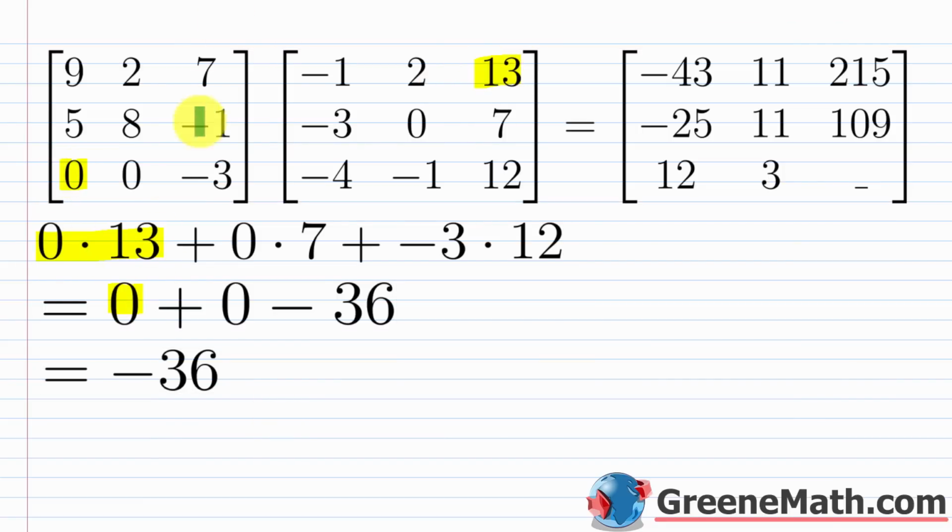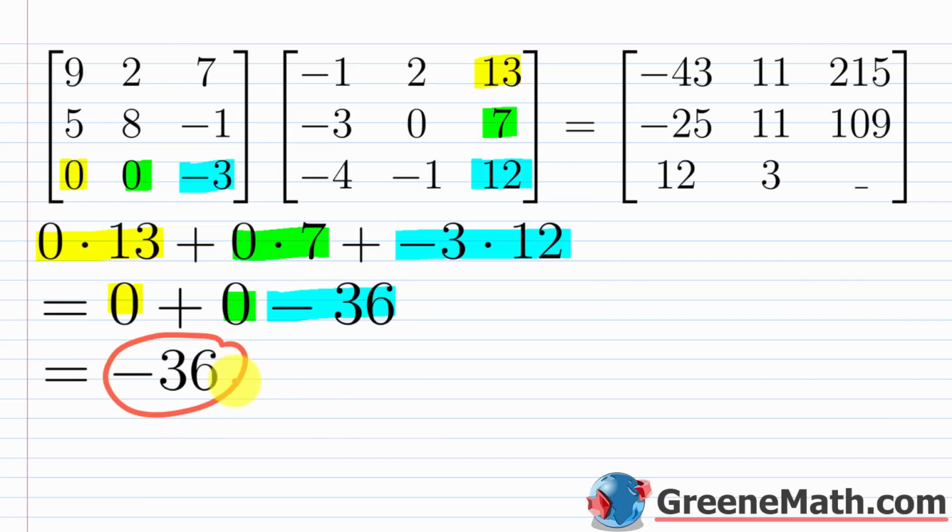And then we're going to do 0 times 7. So again, that's going to be 0. And then lastly, we're going to do negative 3 times 12. So negative 3 times 12 is going to be negative 36. 0 plus 0 is 0. 0 minus 36 is negative 36. So we're going to put this negative 36 in this final position right here.